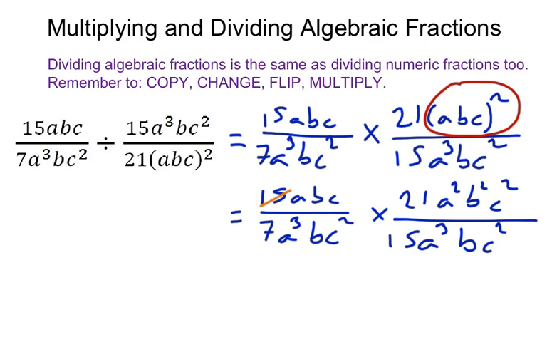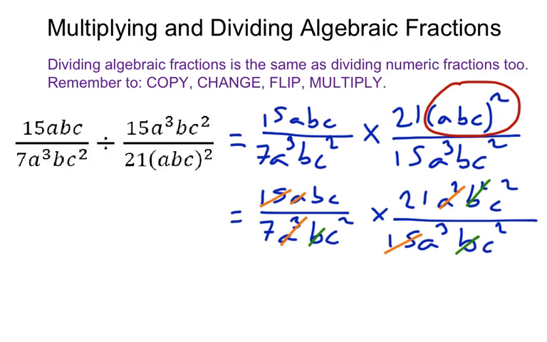We have a 15 on the top and a 15 on the bottom, so they cancel out directly. On the top we have 1a and then another 2a's, so that's 3a's in total, so they can cancel out with this a cubed here. We have on the top 1b and a b squared, so that's 3b's, and on the bottom we have 2b's, so we're going to cancel that out with that b squared there.